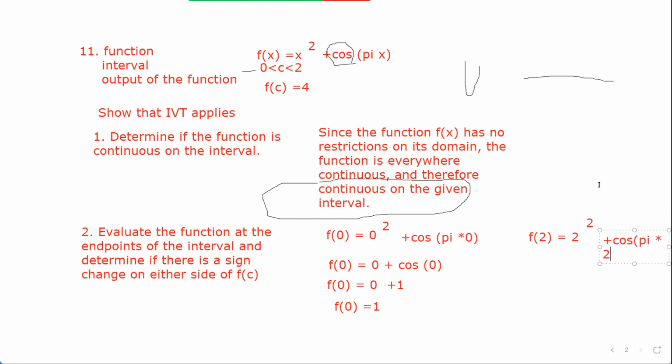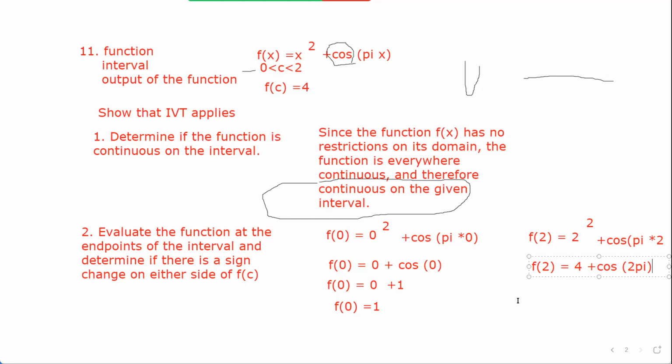Okay, now I'm going to drag this over here just a tad because I need to close that. All right, so f of 2 now is 4 plus the cosine of 2 pi, right? Right. So this is 4 plus cosine 2 pi. Now, make me proud. What's the cosine of 2 pi? 1. Cosine of 2 pi is 1 because 2 pi is coterminal with 0, right?